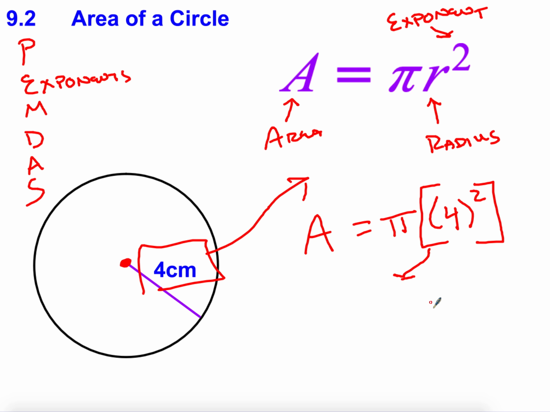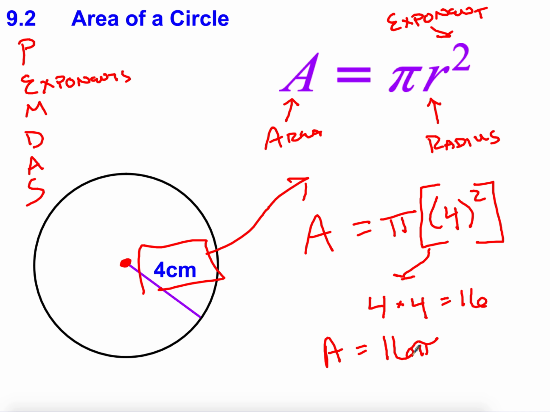Another thing we need to remember is that this power of 2 is not 4 times 2. An exponent means you multiply the number by itself. So really, this is just 4 times 4, which is 16. When I simplify 4 squared, I get 16. So my area equals 16 times pi.